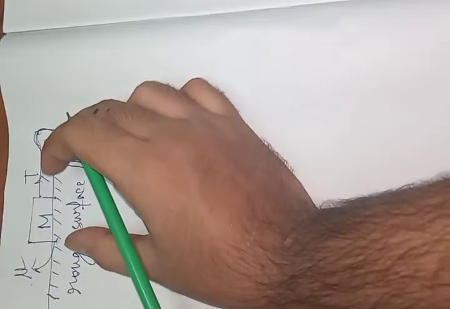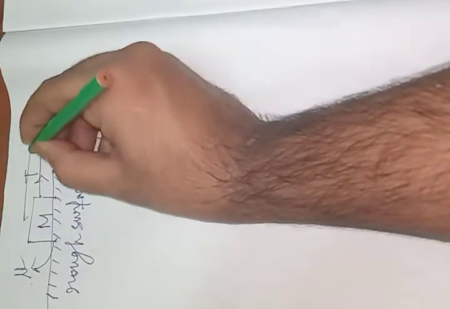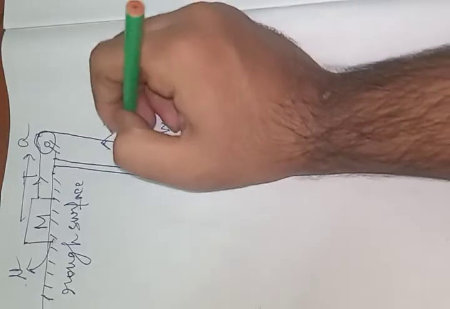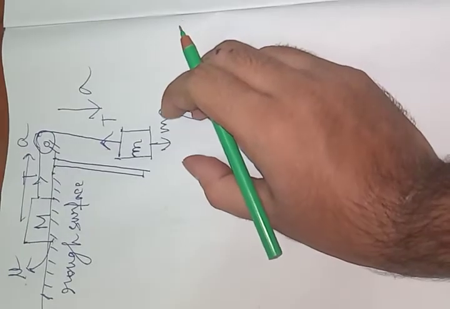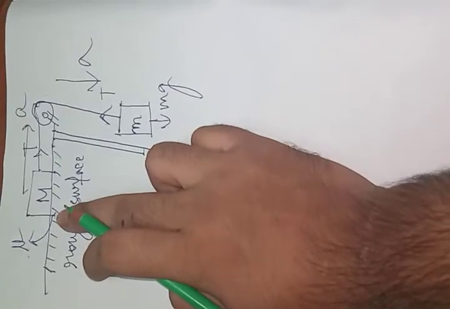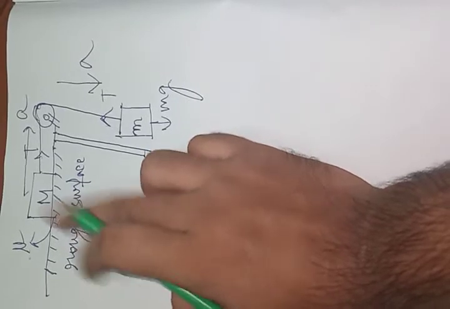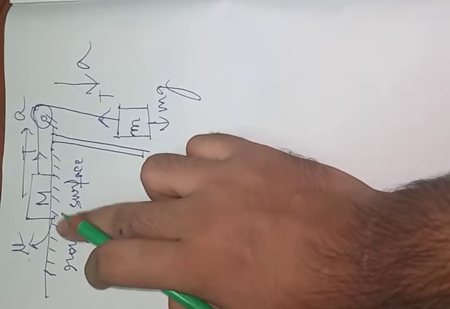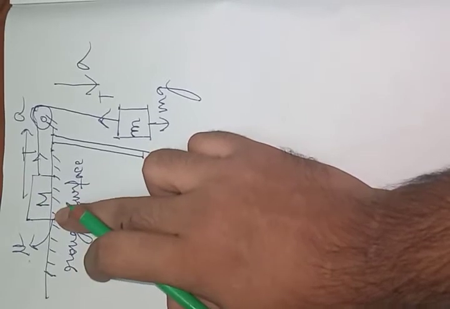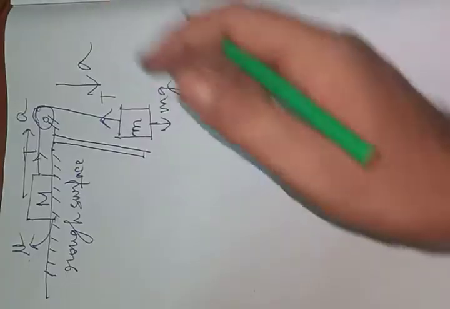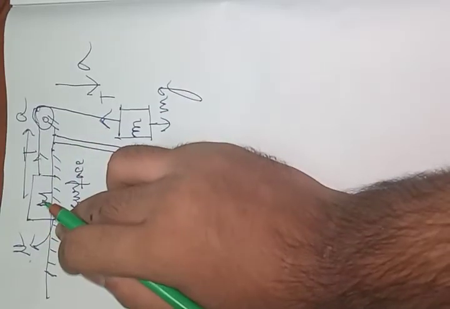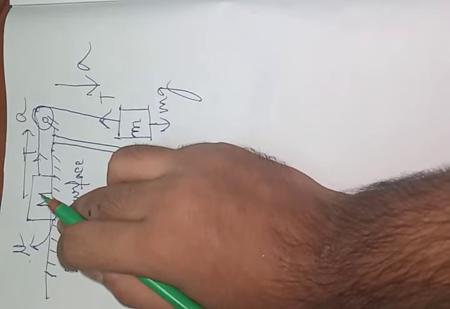So if this block is moving with an acceleration a, and since the string is the same, this will also go down with an acceleration a. So what is the friction force that is acting here? This friction force is the kinetic friction force. The very moment this body starts moving from its position, the kinetic friction comes into the frame.